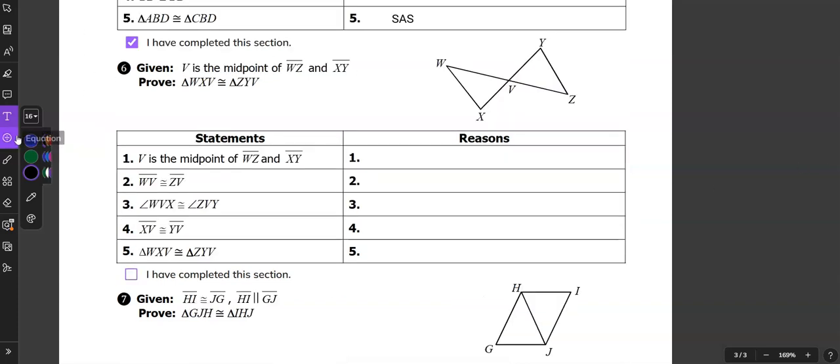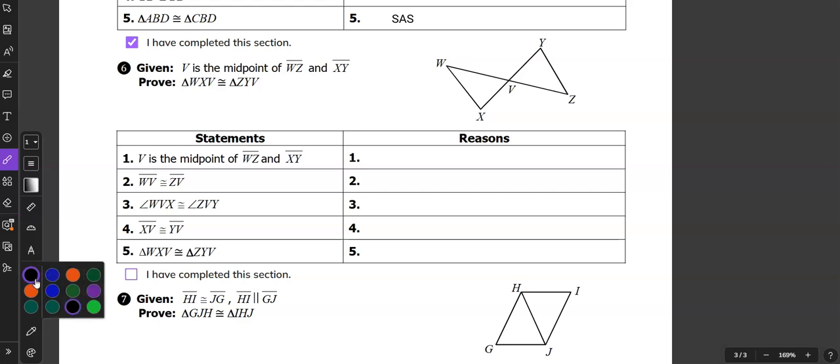All right, number 6. Let's take a look. First thing I'm going to mark is that angle YVZ right here and angle WVX right here. I'm going to mark that those are congruent. They're vertical angles, and I am going to have that information.